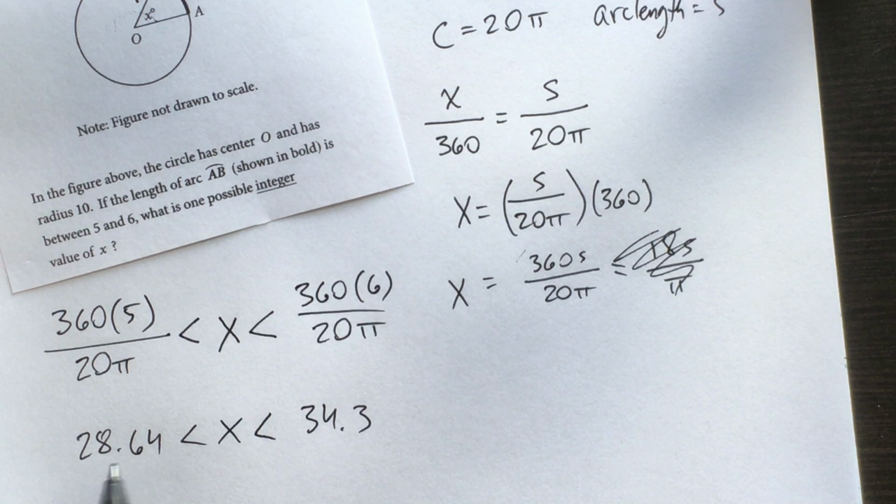So possible values are, well, can't do 28, so 29, 30, 31, 32, 33, 34, and we can't go over 34 because that's out of the range. So those are your possible values.